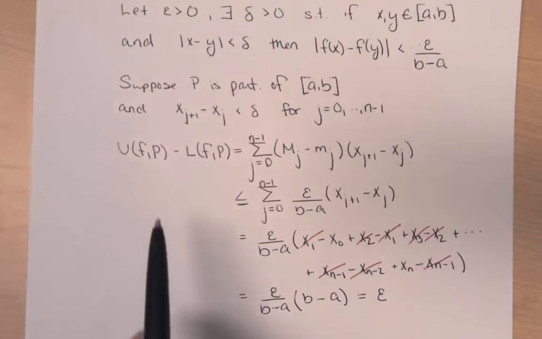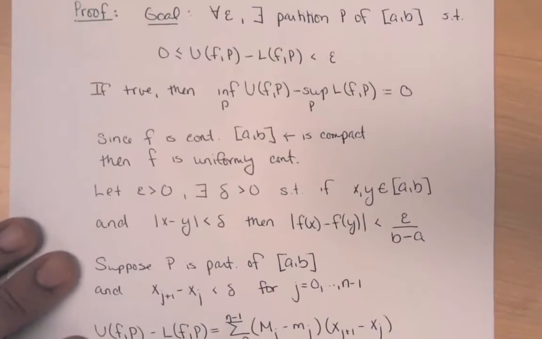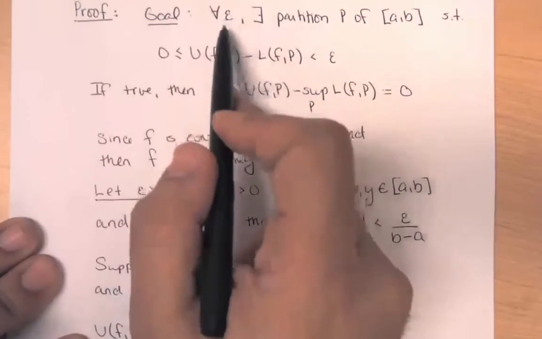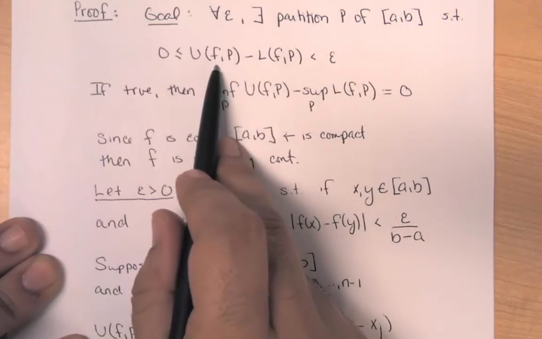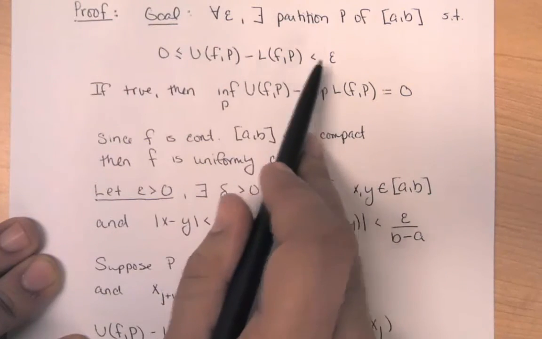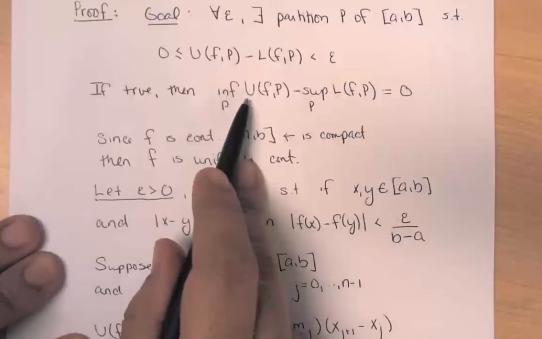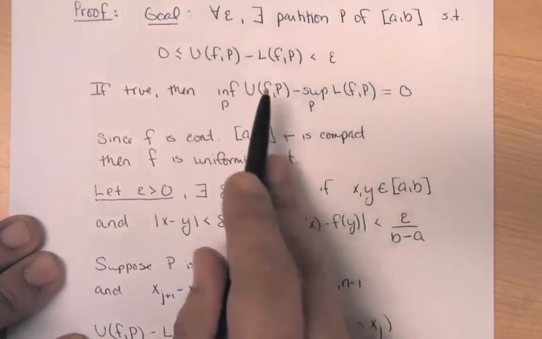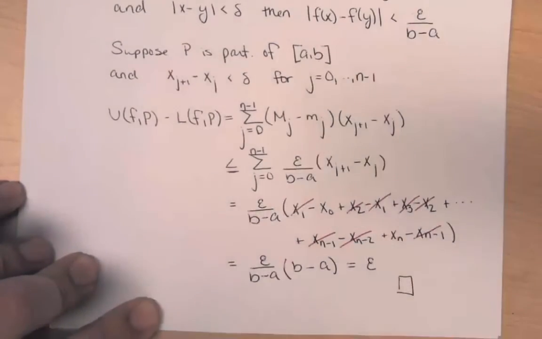Which means we have proven our goal. We've satisfied our goal. Because epsilon was arbitrary, our goal result is true. For any epsilon, there is a partition for which the difference between upper sum and lower sum for that same partition is less than epsilon. Meaning that the infimum of the upper sums, remember this is the upper integral, minus the lower integral is 0, meaning the upper integral and the lower integral are equal. And that gives our result.